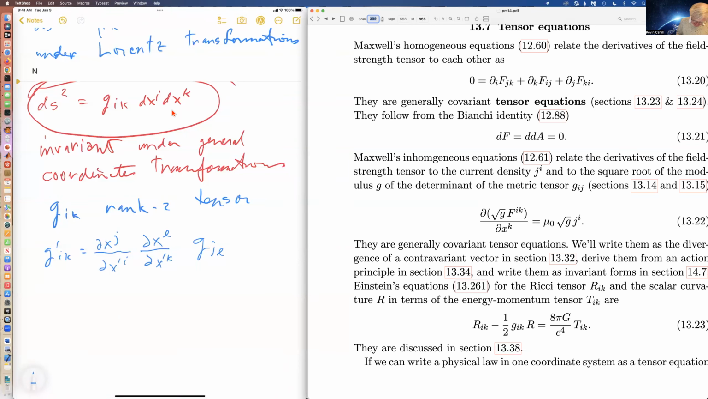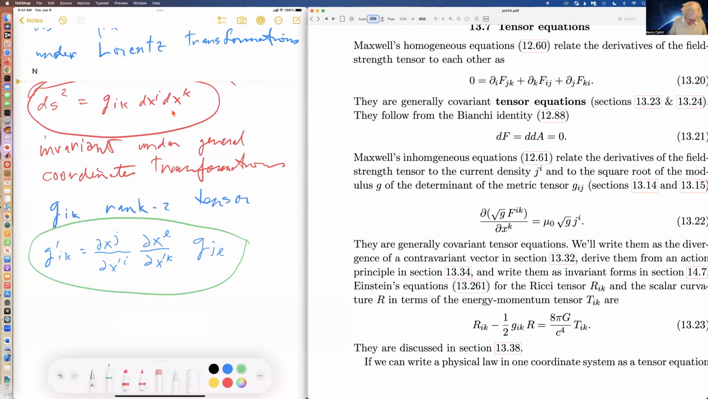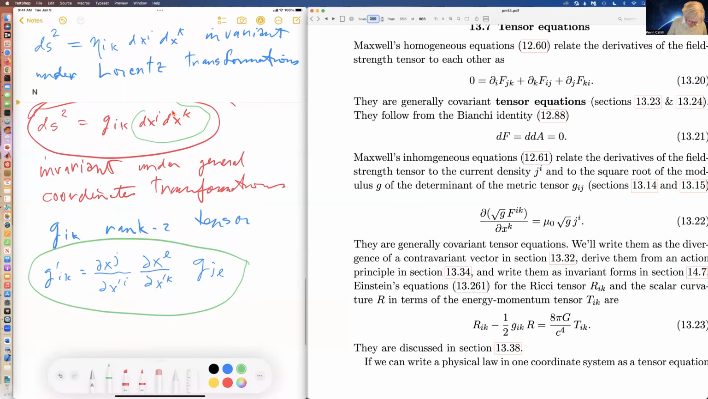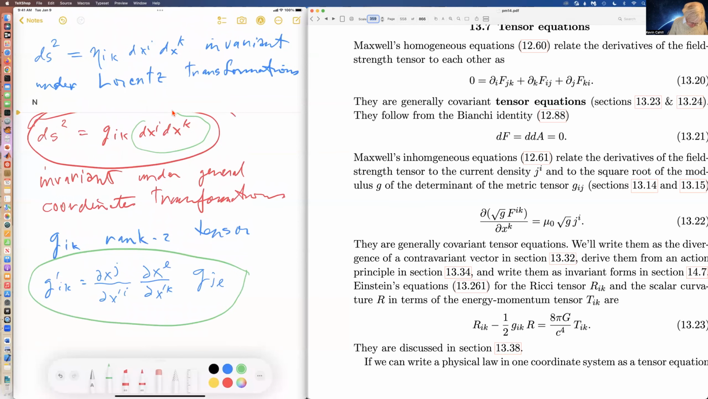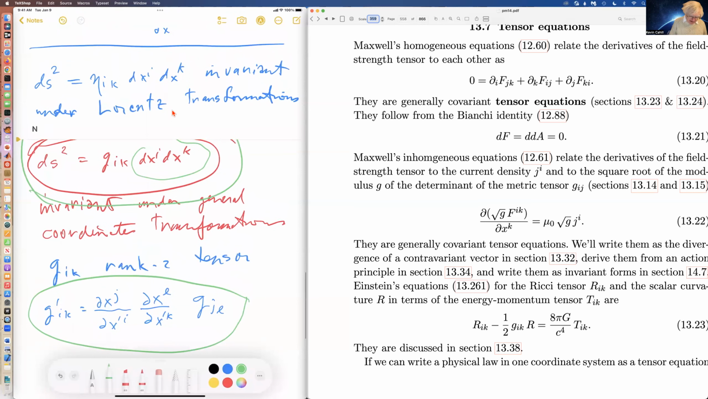So the idea then is that we've got this metric of space-time, and when we change coordinates, this thing, ds squared, is invariant in the same way that the ds squared of special relativity is invariant.